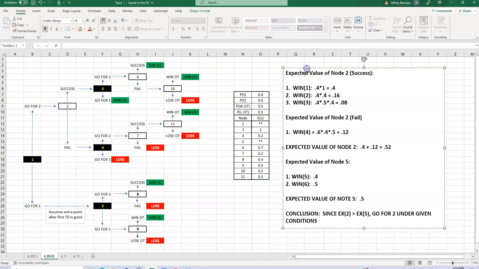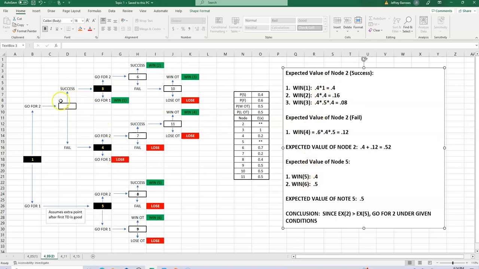The final step is to go through this scenario here, where you look at each possible leg of the decision tree or branch of the decision tree, where you can win. So, for example, you can go for 2, be successful, kick the extra point, and you win. And the probability of that is 0.4. So I do the same for win 2, win 3, win 4, win 5, and win 6.